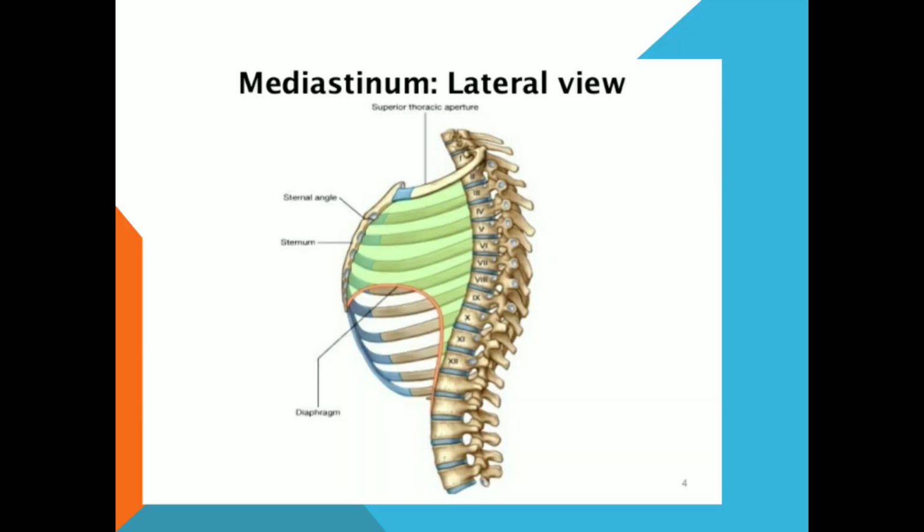This is just a view to show the lateral view of the mediastinum. You can make it out right here. This is the mediastinum, and this is the thoracic vertebra, the 12 thoracic vertebrae.